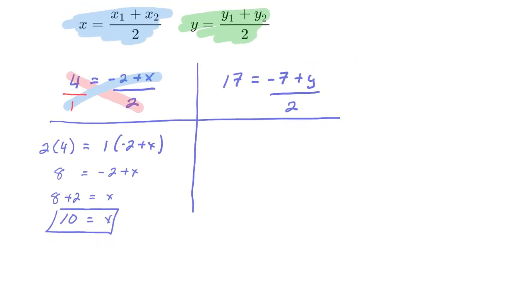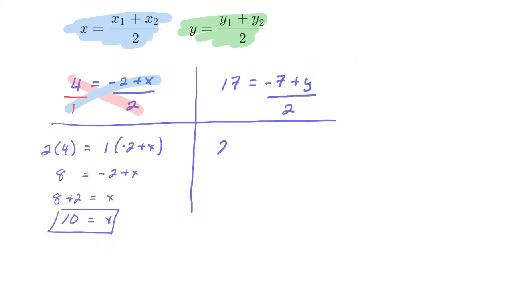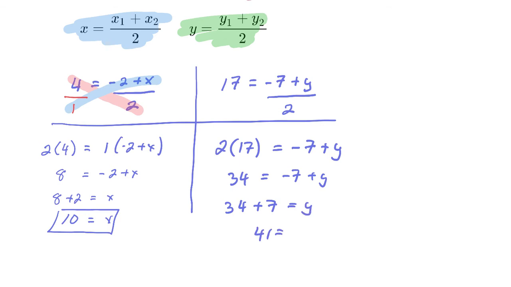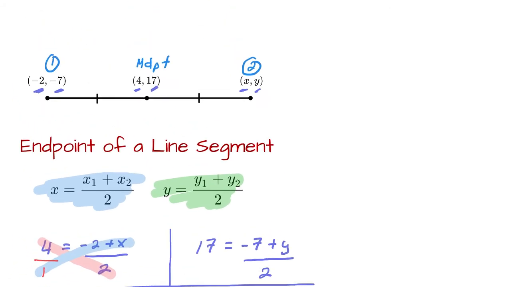Do the same thing on the y side, cross multiply. This becomes 2 times 17. I'm not going to write the 1 times the -7 plus y. There's no need to, because you're going to end up with the same value that you have seen on the screen. And 34 now equals -7 plus y. Bringing this -7 across, it becomes +7, and y now equals 41. So our coordinate on the end is 10, 41.